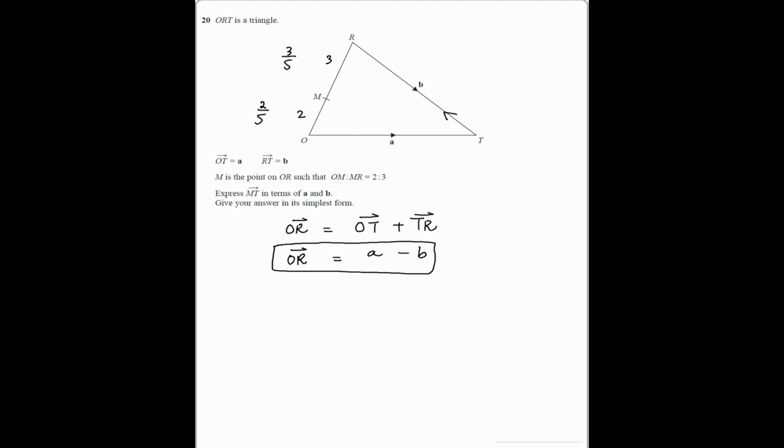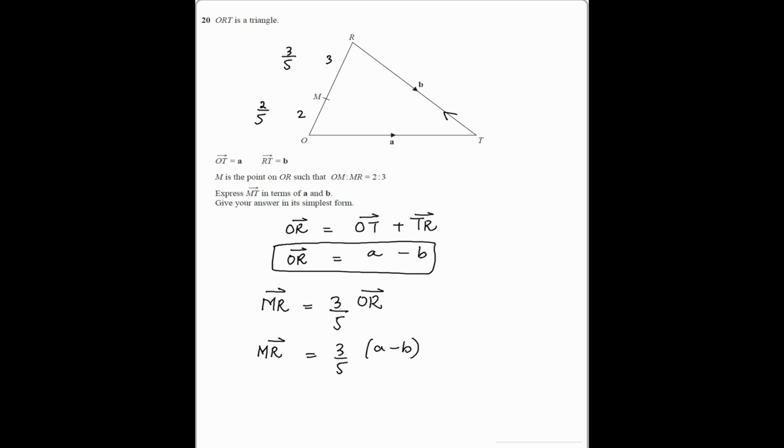Now use this ratio, OM to MR equals 2 to 3. So MR equals 3 over 5 of OR. We can see that MR is 3 over 5 of the complete length OR. And now we can substitute OR. We already know that it is A minus B. So MR equals 3 over 5 times (A minus B).